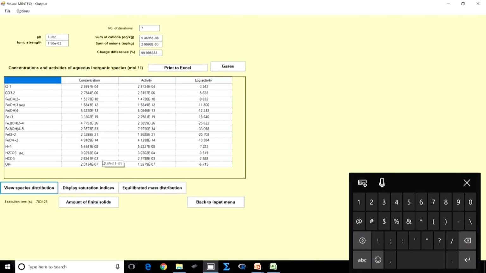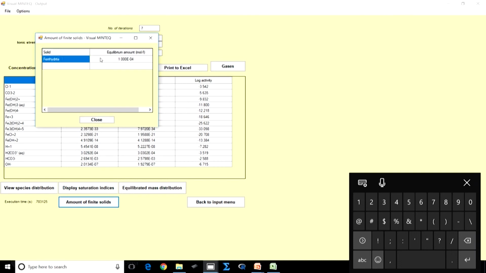So again, let us go back to our particular case and look at the equilibrated mass distribution, or okay, before that, the amount of finite solids present. So ferrihydrite is present at 10 power minus 4 molar. What does that mean? Keep in mind that FeCl3 and Fe total in that case was 10 power minus 4 molar or 0.1 millimolar, right.